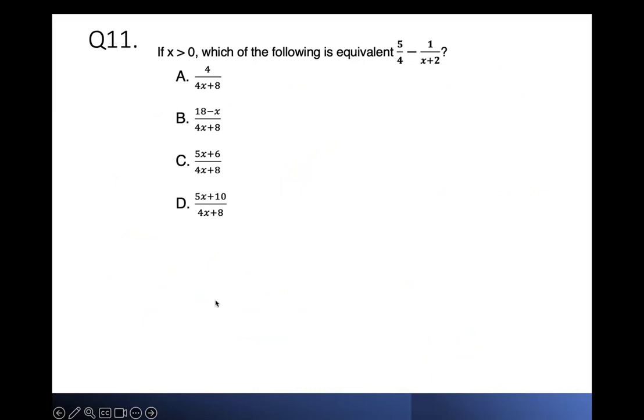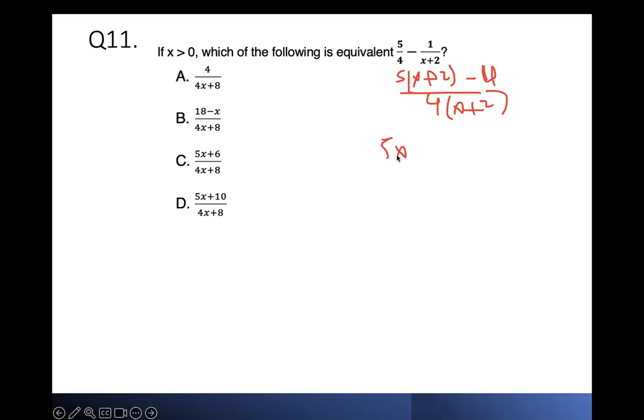If x is greater than 0, that means it cannot be 0. Which of the following is true so that the statement can be true? So what do you need to do? Same simplification, rational expression, clear the denominator away from it. And therefore, we have 5 multiplied by x plus 2, and then minus 1 times 4. So this is what you have. Because this goes here, minus 4 times 4.